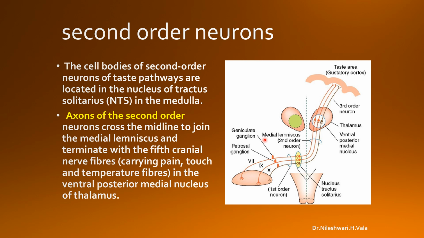Now the fifth cranial nerve fibers carry pain, touch and temperature. So the axons of the second order neurons cross the midline and terminate with the fifth cranial nerve fibers in the ventral posterior medial nucleus of thalamus. So they terminate in the thalamus, in the ventral posterior medial nucleus.